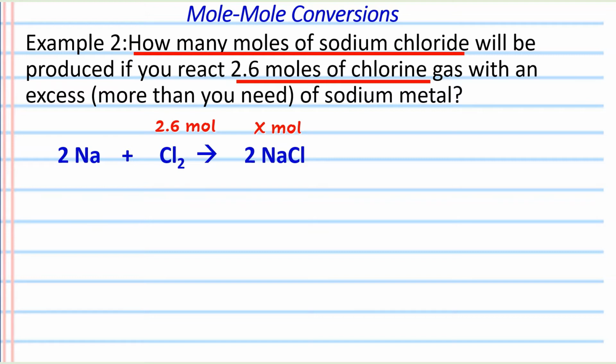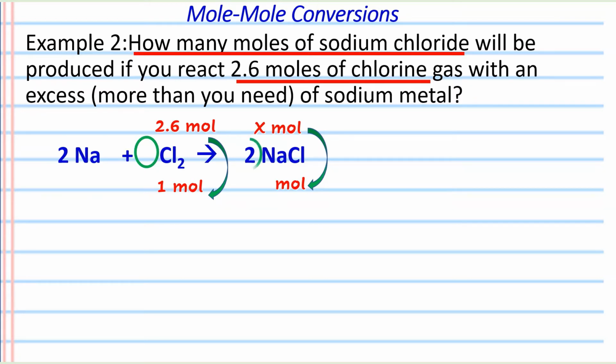All right. So that was step 1. Take the information from the question and write it over the balanced reaction. Step 2 is to drop your units. So since we have moles above the chlorine, we're going to put moles below. And since we have moles above the sodium chloride, we're going to put moles below that as well. Now remember, the moles come from the coefficient in the balanced reaction. So looking at the chlorine, there is no coefficient written, so it's understood to be 1. So I'm going to put 1 mole underneath the chlorine coming from the balanced equation.